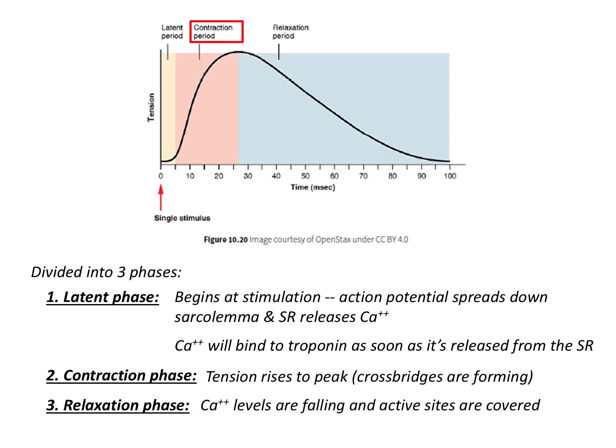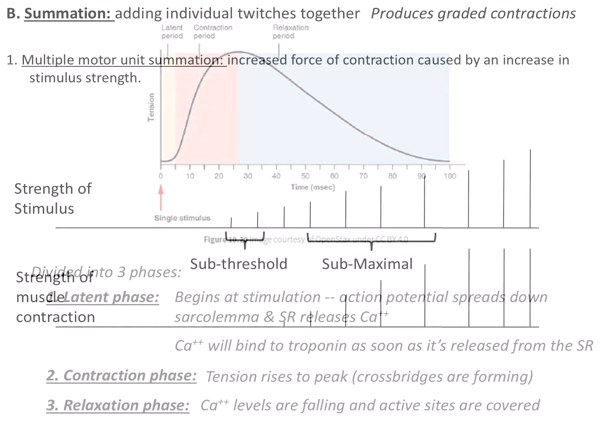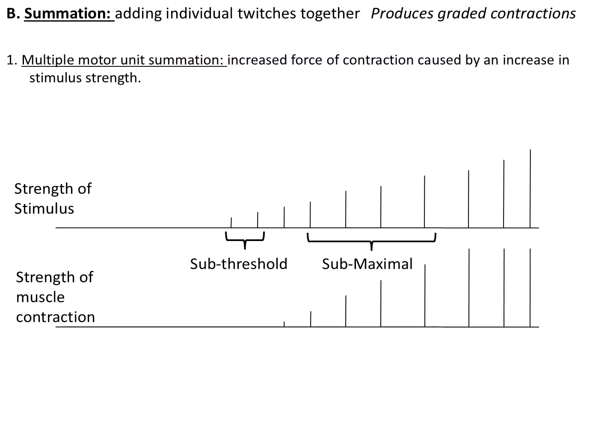This leads us into the contraction phase. During the contraction phase, cross-bridge cycling is occurring and the muscle cell is shortening. Once peak tension is reached, we move into the relaxation phase. During this phase, calcium ions are moving back into the sarcoplasmic reticulum, the active sites on actin are covered, and cross-bridge formation stops. A single muscle twitch is too fast to be part of any normal activity, so we must sum them to get our muscles to contract with enough force to move something.